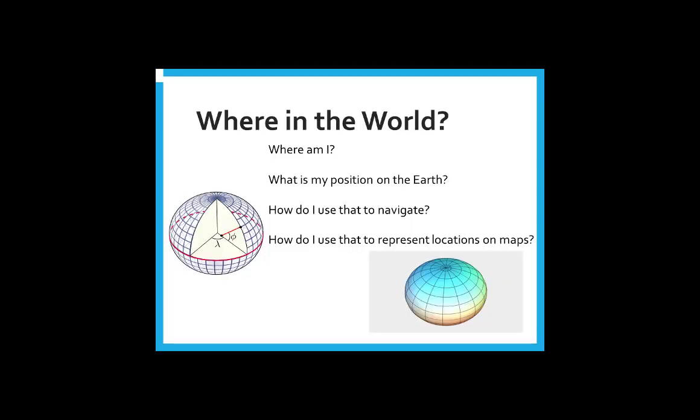The purpose of this is really to answer the questions: where am I? What is my position on the Earth? How can I use that to navigate? And how can I use that to represent locations on maps? Working from the sphere that the Earth is, an oblate spheroid, projecting these three-dimensional coordinates or locations onto maps that we can use more or less in 2 dimensions is kind of the background here.